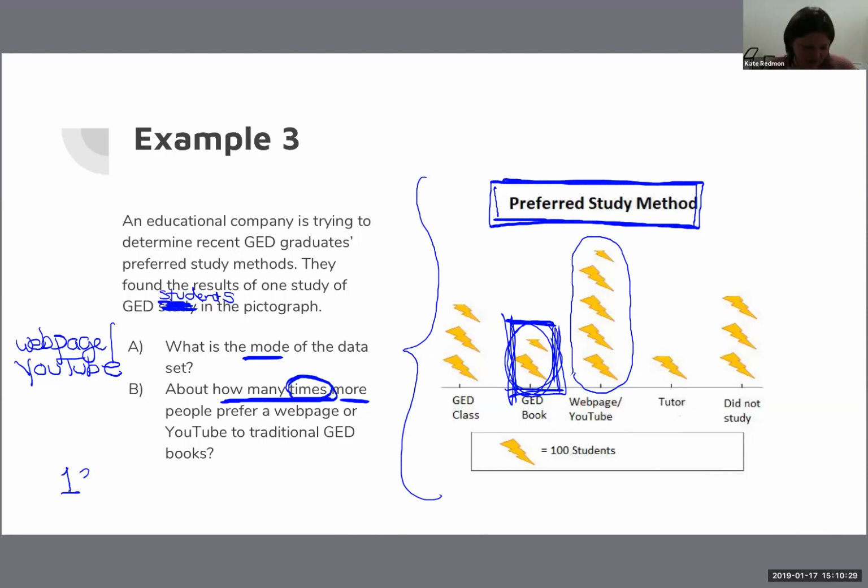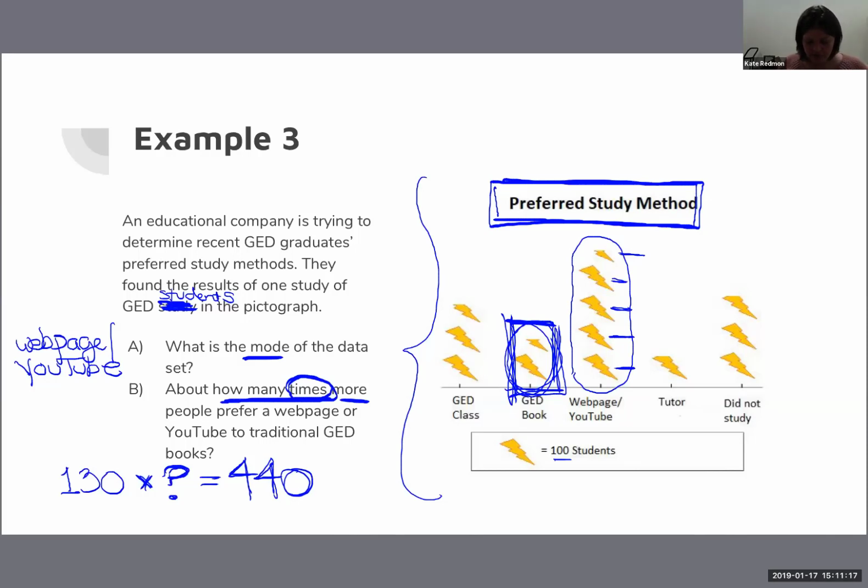130, I would say. Maybe 130. So I'm asking myself 130 times what? How many times more is equal to this other one? How many times would I have to have these GED books in order to be equal to the web pages or YouTube? So how many people are we looking at there for the web pages or YouTube? So how many students? 100, 200, 300, 400, and I don't know, what do you think? 450 maybe? Maybe 440, hard to tell. So Maricela is guessing that 130, you would have to multiply that by about 3 to get to 440.